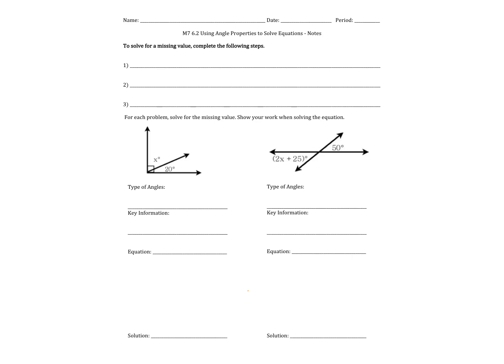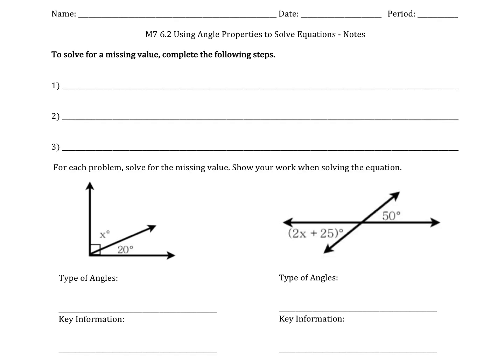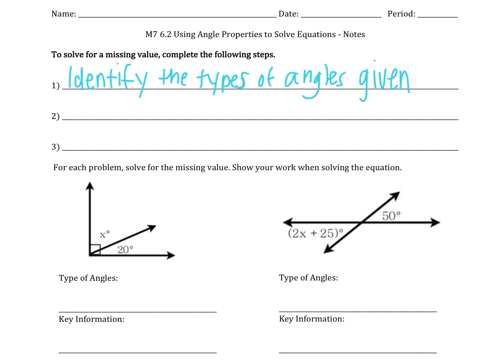Today we are going to use angle properties to solve problems with equations. To solve for a missing value, you are going to complete 3 steps. The first step is to identify the types of angles given. The second step is to identify key information. And then the last step is to set up an equation to solve for the variable.